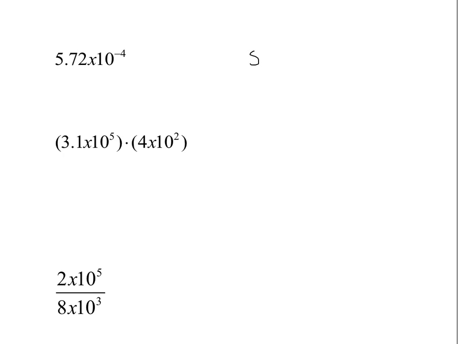Same basic idea if it's a small number, except you're going to go in the other direction. So 5.72. To make this into a decimal, I have to move it back to the left. So I'm going to move it 1, 2, 3, 4. I have to put in zeros to fill in these holes. So this is the same as 0.000572.